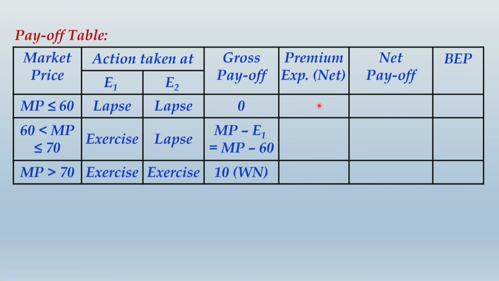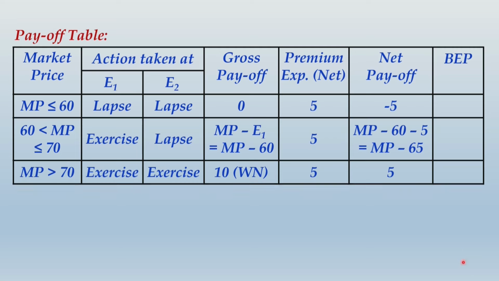Now what about premium expenses net? We have already written in the earlier part, before the table, premium expense on a net basis is 5 in either case. Net payoff will be simply gross payoff minus premium expenses. So net payoff will be minus 5 for the first line. It will be MP minus 60 minus 5. So it is MP minus 65. And when it is this part, the net payoff will be plus 5.